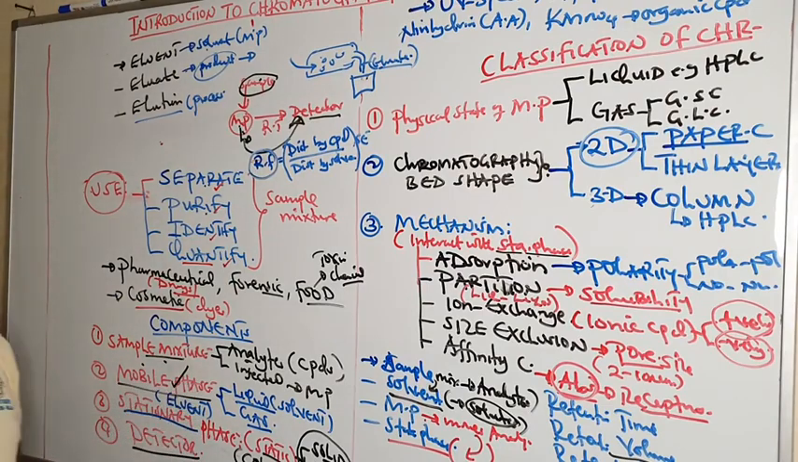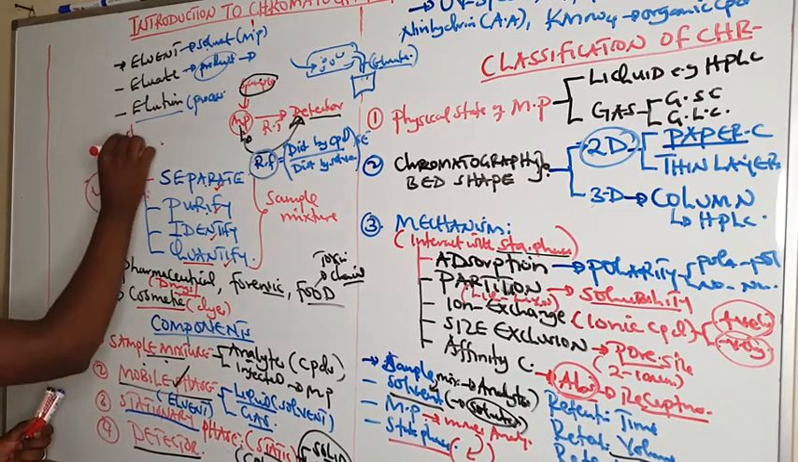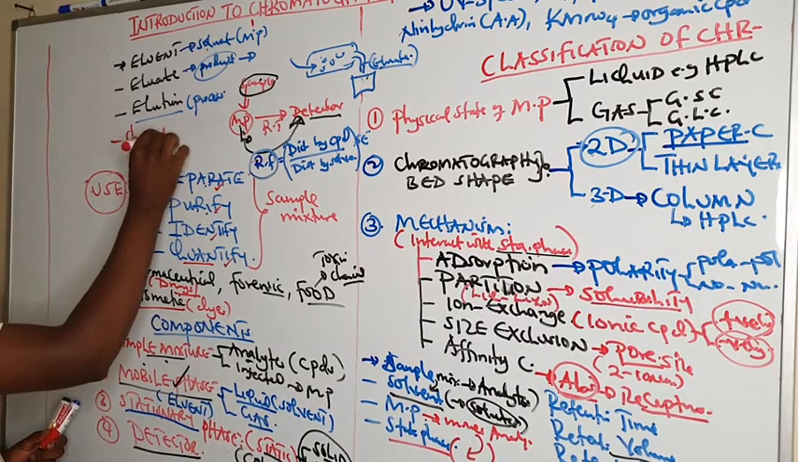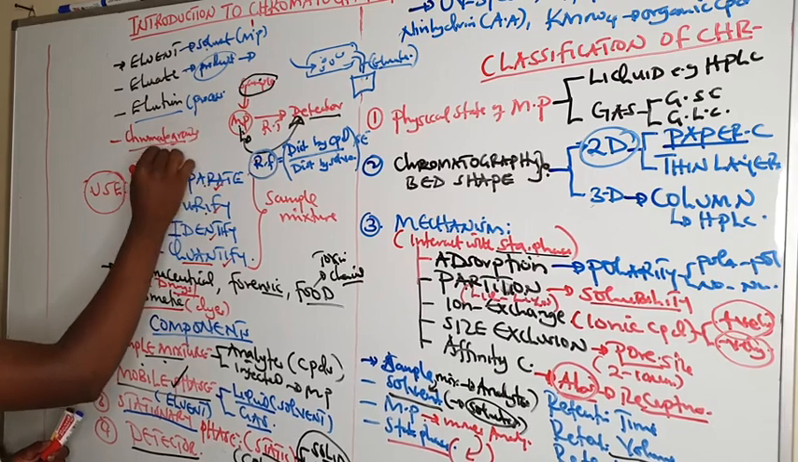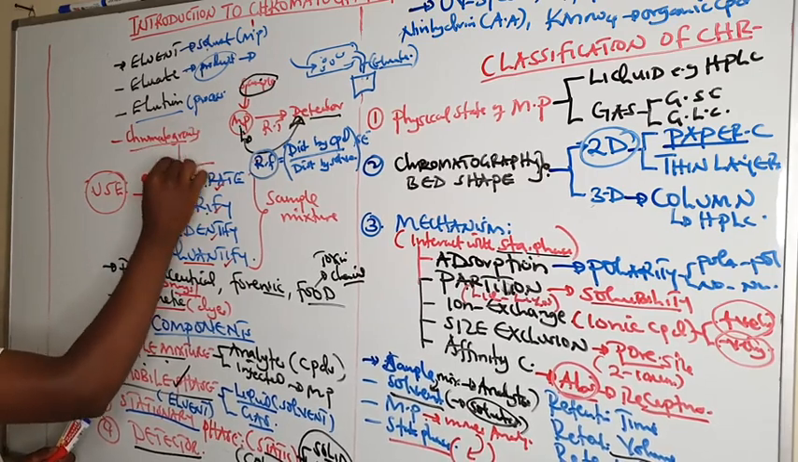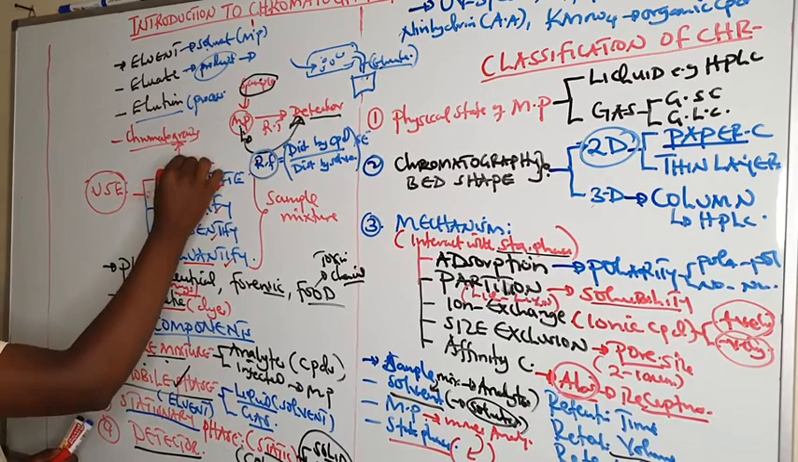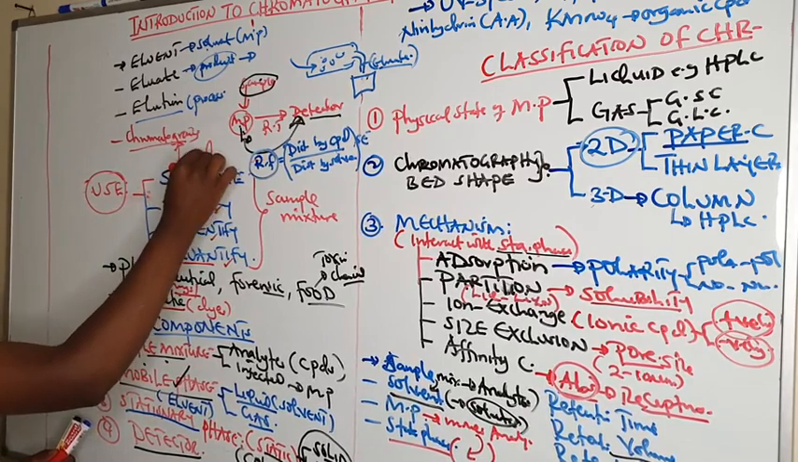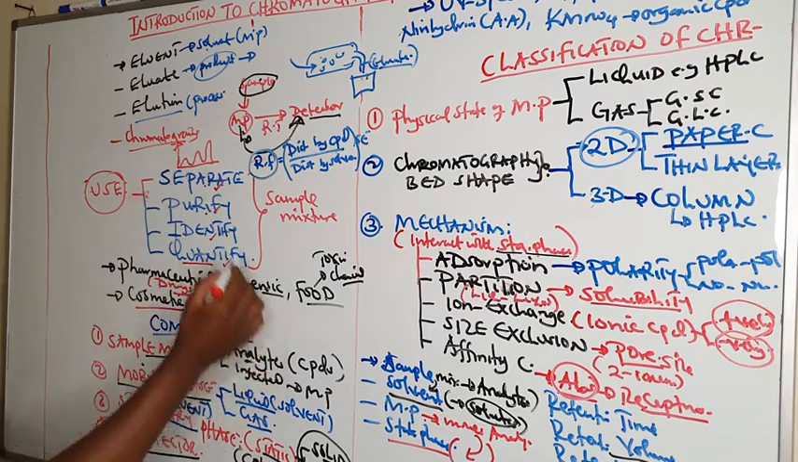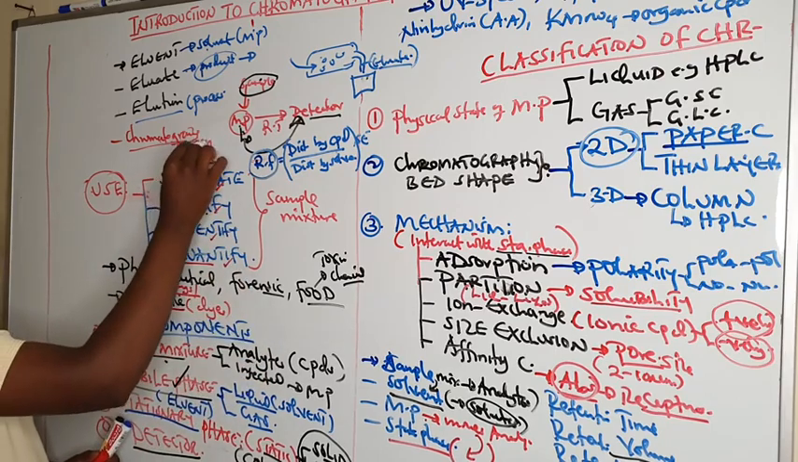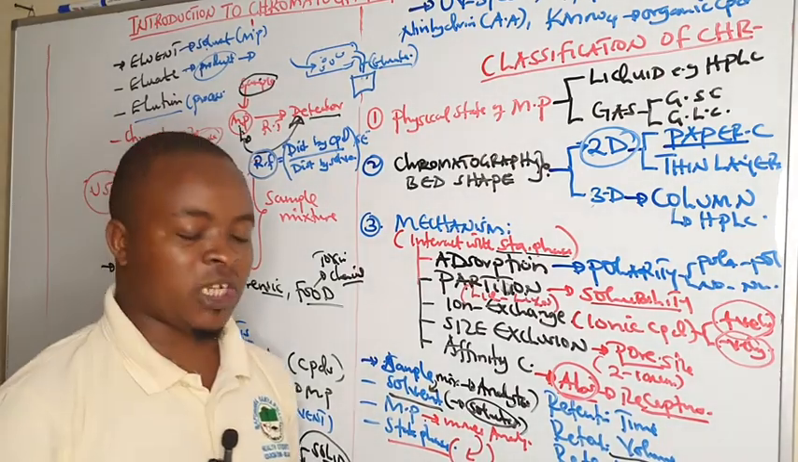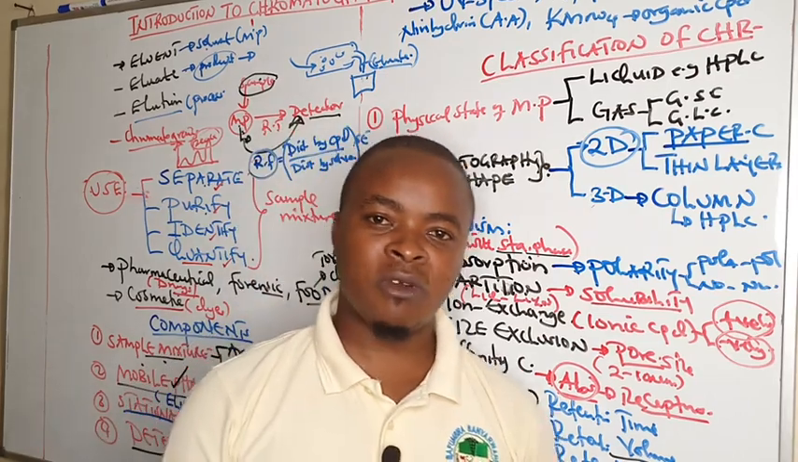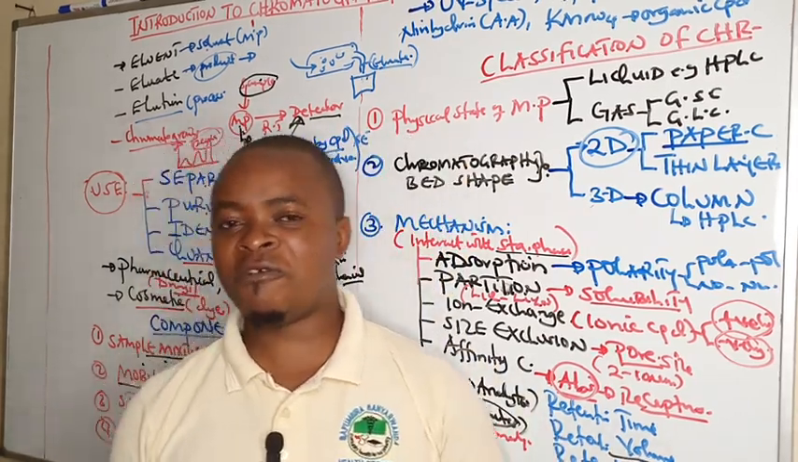So these are the things we can talk about. Another term we shall look at is the chromatogram, which is the plotted graph. After the detector has done its work, it comes out with a graph which we call a chromatogram containing different peaks, and each peak portraying a different compound which has been separated. So this is what we can discuss with you in this introductory video.